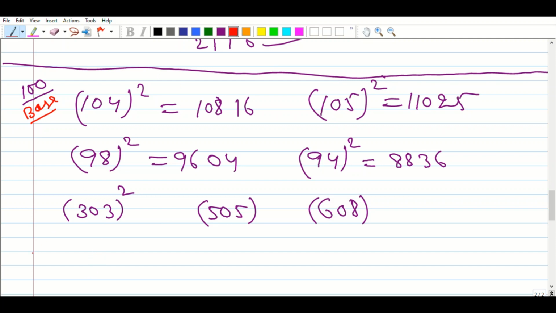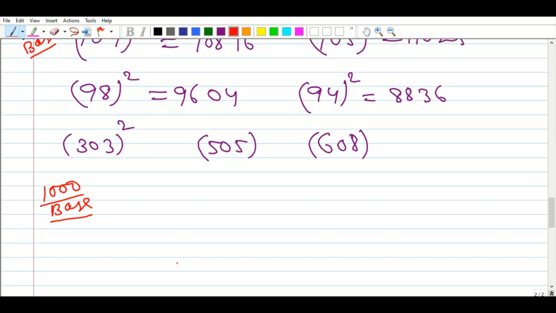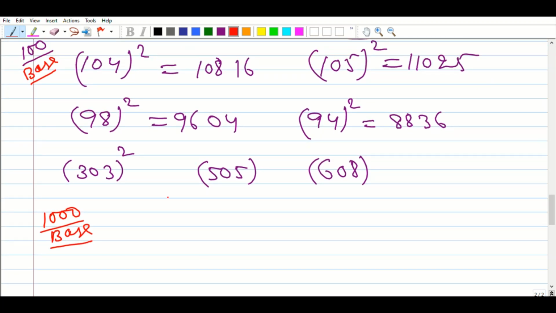If you take 1000 as a base, then what? Sir, in 100, two places required. So we will write here, suppose I am trying 1001 square. So 1 square equals 01, and 1001 plus 1 is 1002. Is it your answer or not? Can you check?